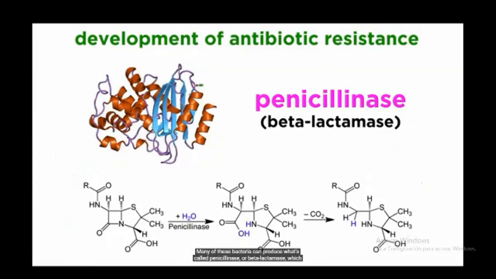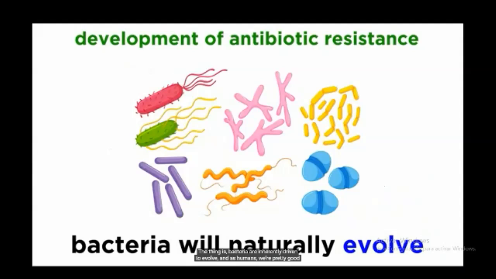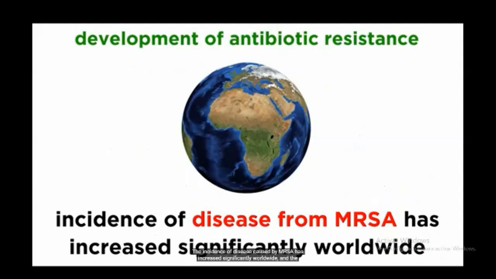Many of these bacteria can produce what's called penicillinase, or beta-lactamase, which easily renders the antibiotic ineffective. Even worse, these beta-lactamase enzymes are commonly found on transmissible plasmids, which can be traded between bacteria, essentially like trading cards. The thing is, bacteria are inherently driven to evolve, and as humans, we're pretty good at helping them do that. The incidence of disease caused by MRSA has increased significantly worldwide, and the bacteria continue to evolve and take on new traits.